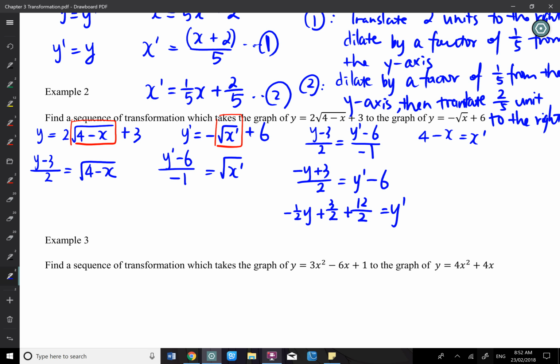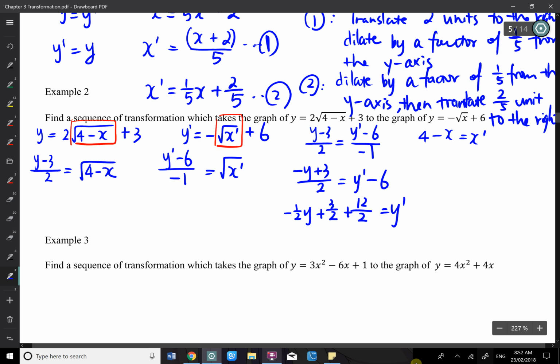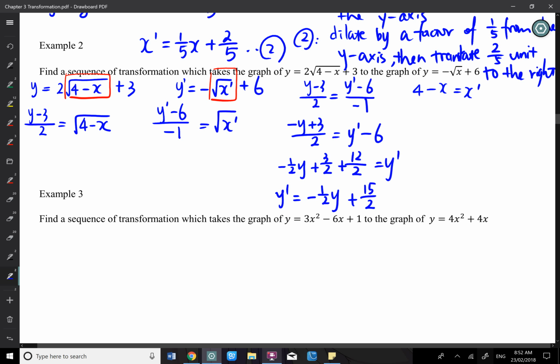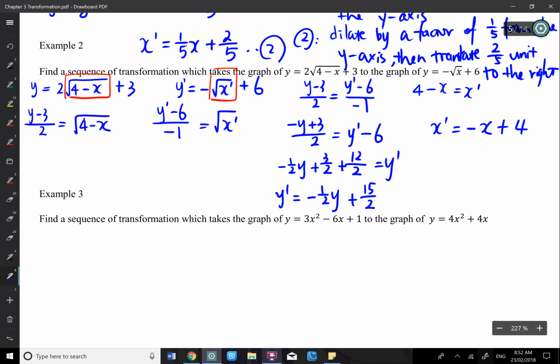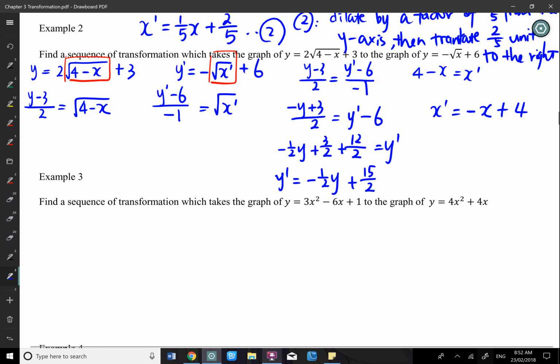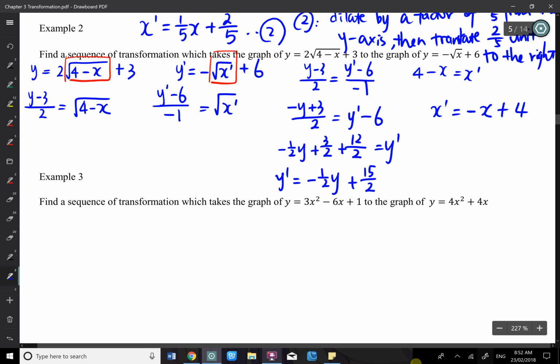So expand everything. What I will have is y dash equals negative a half y plus 15 over 2. Then this side is already x dash as the subject, but I will write in this order: minus x first and then plus 4, which is better than 4 minus x. If you can see dilation from both sides, there's only dilation for half. So follow the order.